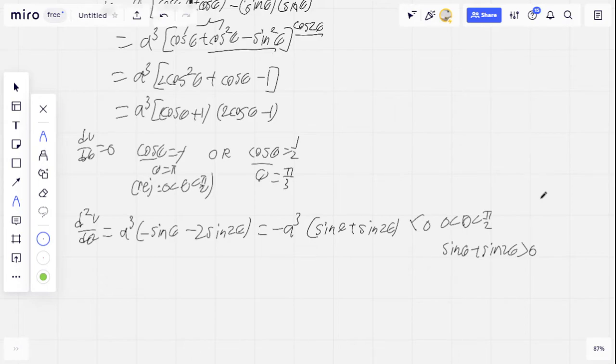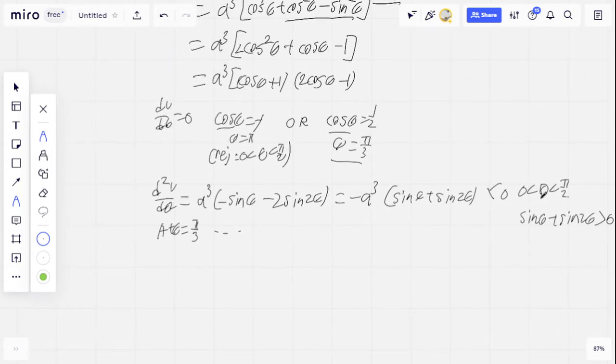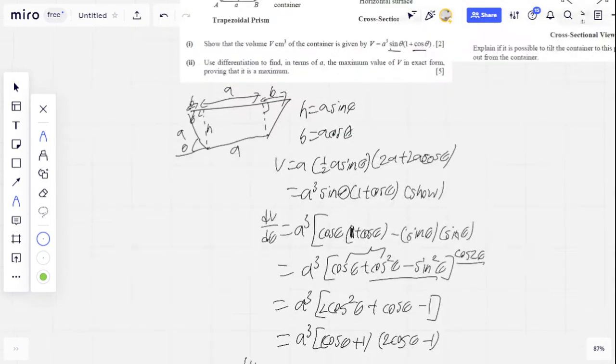Alternatively, and the really preferred method, is to just put theta equals pi over 3 in. You get a certain value that should be negative as well. So from here we know that V is a maximum. Then put theta equals pi over 3 in the original formula because they want you to find the volume. Remembering the formula, a cubed sine theta times 1 plus cosine theta, this simply gives me 3 root 3 over 2 a cubed cm cubed. So we've proven part 2 and done part 2 already.